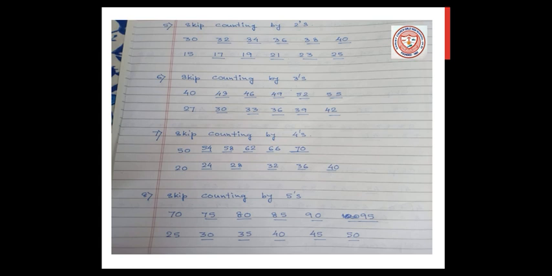Now skip counting by twos. 30, 32, 34, 36, 38, 40, 15, 17, 19, 21, 23, 25. I repeat, 30, 32, 34, 36, 38, 40, 15, 17, 19, 21, 23, 25.